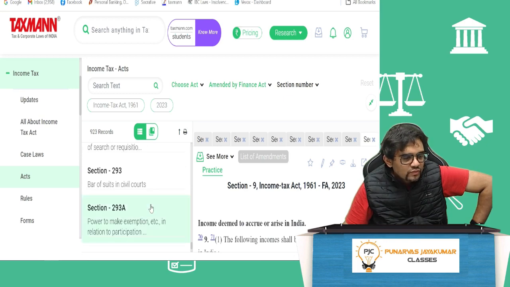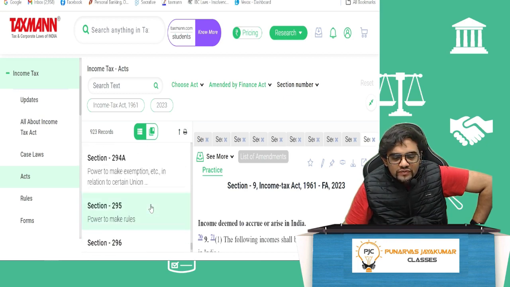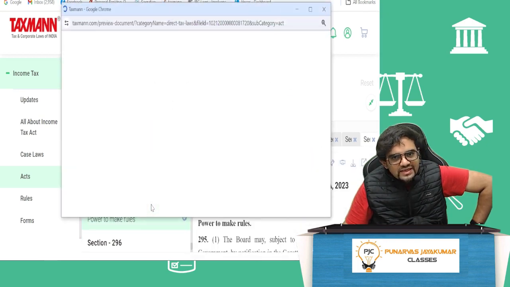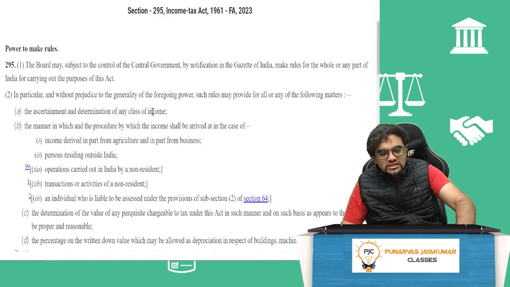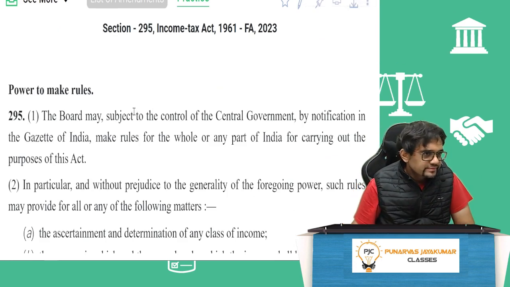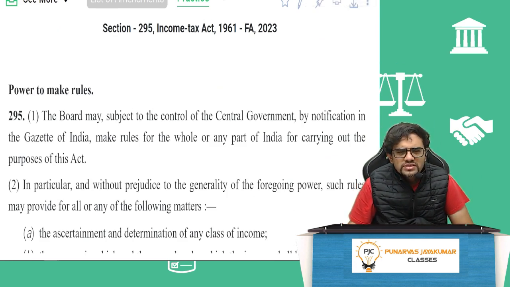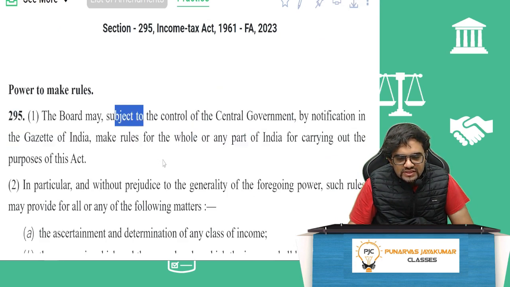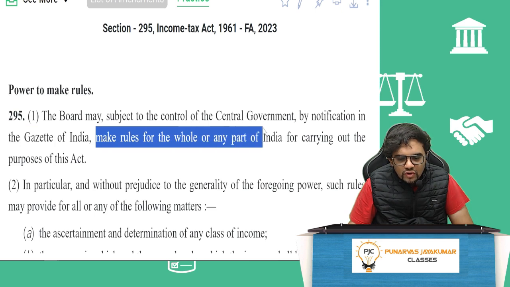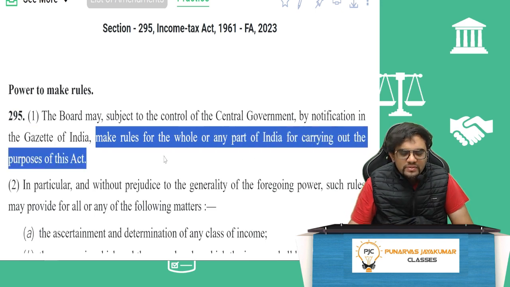You would have seen when you go to buy a Bare Act, they'll ask you, do you want with rules or without rules? So only the Act is separate, rules are also separate. The power to make rules comes under section 295, right? So if you see, the Board may, subject to the control of the Central Government, by notification in the official gazette, make rules for the whole or any part of India for carrying out the purposes of the Act.